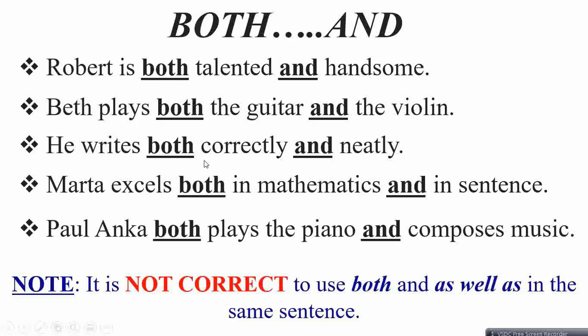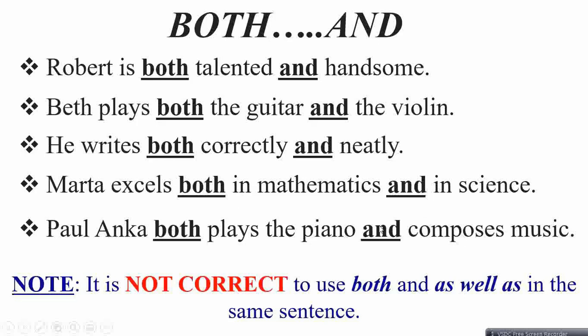Now third example: he writes both correctly and neatly. These two are adverbs and we have the word both and the word and sandwiching them. Now comes: Mark excels both in mathematics and in science. These are prepositional phrases sandwiched between both and the word and. Paul and Cup both plays the piano and composes music. Again, these are the verbs, plays and composes, and we have the word both and and.